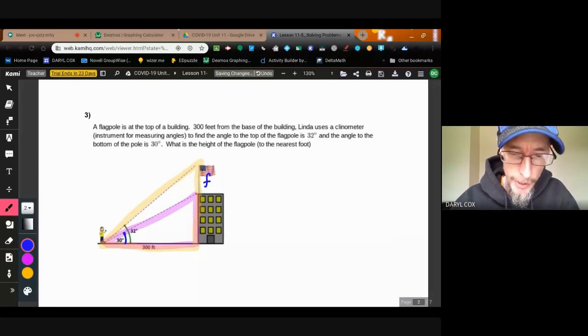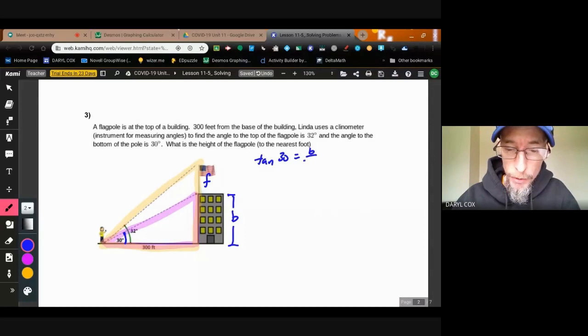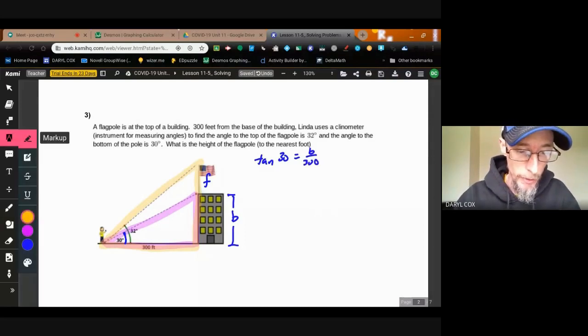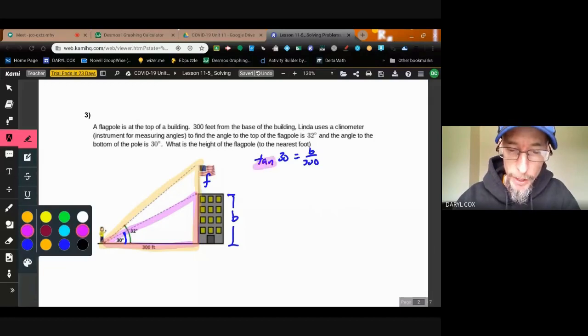Okay. And then here I have the height of the building. I'm going to need that because the height of the building is the height of the pink triangle I've highlighted. In fact, I could say, since I've got the opposite and the adjacent, the tangent of the 30-degree angle is B over 300. Now that is dealing with the pink triangle. So I'm going to highlight that because that's part of the pink triangle.